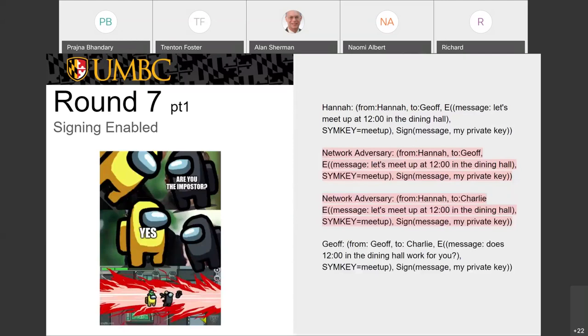All right, here's where it gets fun. This is round 7, the last round that we played. This first bit is Hannah talking to Jeff, and she's trying to meet at the dining hall at 12 o'clock. Just like last time, we still have encryption. We still have a pre-shared key. Everything else is the same. However, digital signatures are also enabled. And so not only is she sending it with the pre-shared key, she's also signing it to make sure people know who this is from. The network adversary goes and forwards it on, but also decides to forward it to Charlie. Jeff responds to Charlie, just checking if this whole thing works for him, and kind of spreading and making it so everyone meets at the dining hall at noon. Next slide.